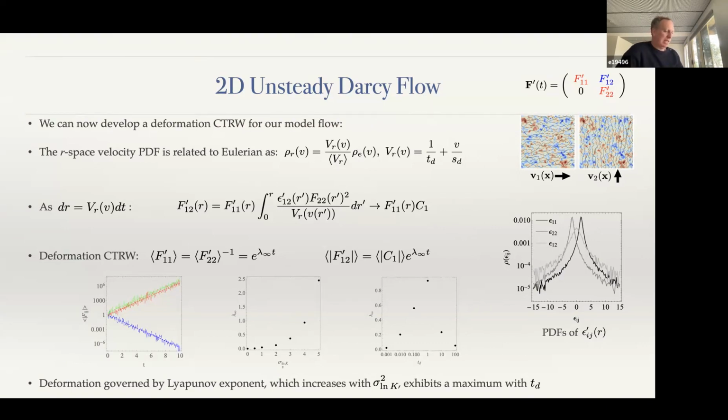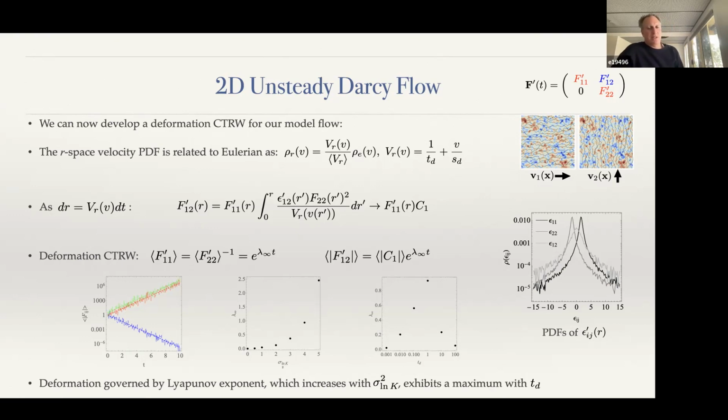So in this case, the growth of F11, F22, and F12 are all dictated by the Lyapunov exponent itself. And we have a very simple understanding of deformation in these flows. We can characterize the Lyapunov exponent, as we've done for the previous cases, as a function of heterogeneity of the system, and as expected, the Lyapunov exponent increases monotonically with heterogeneity.